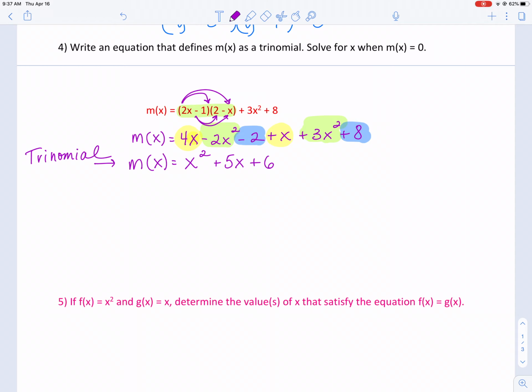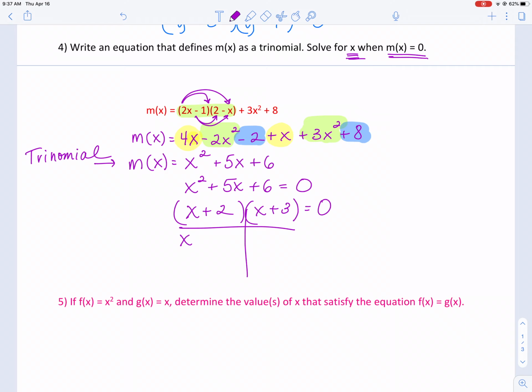Now the second part says, what about solving for x when m(x) is 0? So that doesn't mean plug 0 in for x. It means the whole thing. 0 is x^2 + 5x + 6. Well, if you don't like it there, which I feel like most of you don't, I don't even like it there, I'm going to make it go on the other side. So now factor this basic trinomial. What two numbers multiply to 6 and add to 5? Most people are going to say, oh, 6 and 1. But 6 and 1 would add to 7. It's got to be 2 and 3.